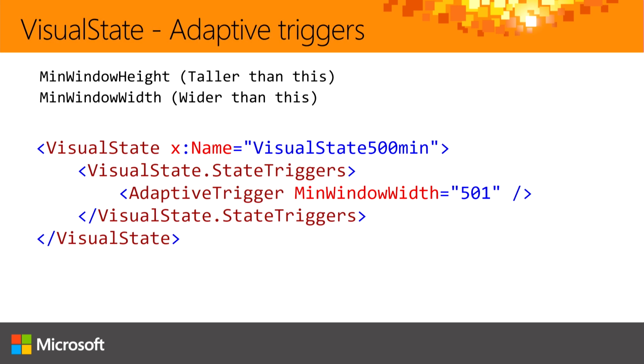So just in comparison, this is how you do it now. You just have a visual state tag in XAML, and you have an adaptive trigger. And in this case, the adaptive trigger is based on window width. So it says, use this state if the minimum window width is 501. So, okay. It looks like we actually got somewhere here.